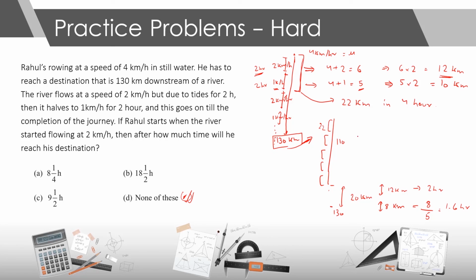So 20 plus 2 plus 1.6. So this comes out to be 23.6 hours. So this is the total time taken in this whole journey, where there were cycles of tide which led to different speeds for different duration of travel. So these are the concepts of upstream and downstream movement of stream, in which a person is swimming or a boat is moving, and you just have to add up the speed or subtract the speed of stream and use the concepts of speed, distance and time to solve the problems.